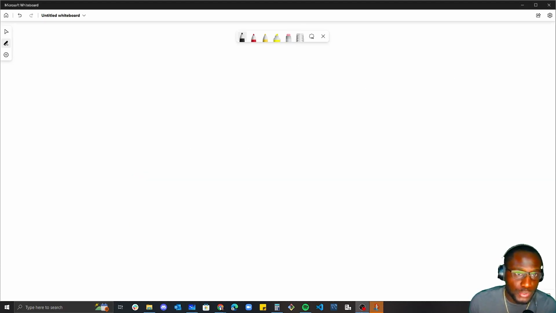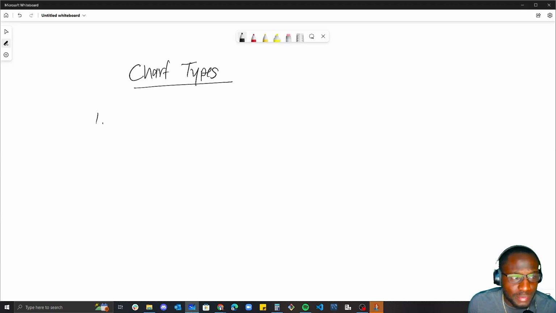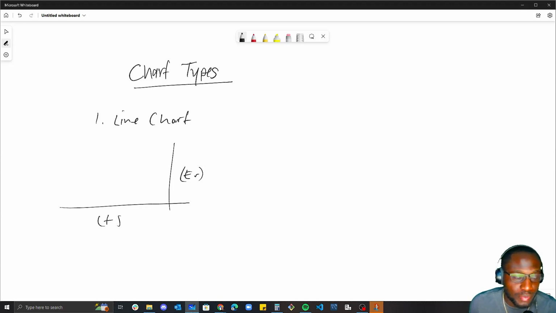All right, so when it comes to chart types, there's only really two types that I use, and I'll explain what they are. But the first chart type is a line chart. It's a real simple chart type. It basically just shows you the closing price in a real simple fashion.